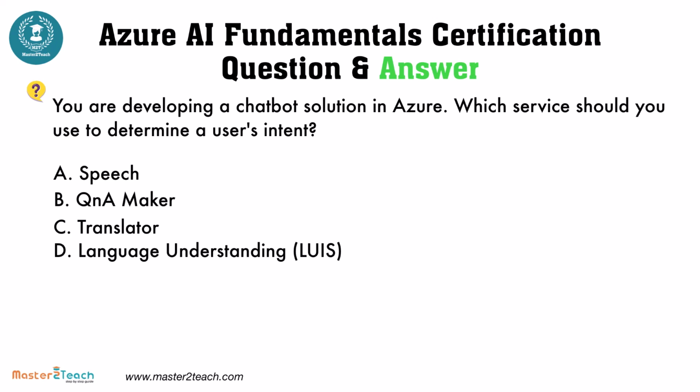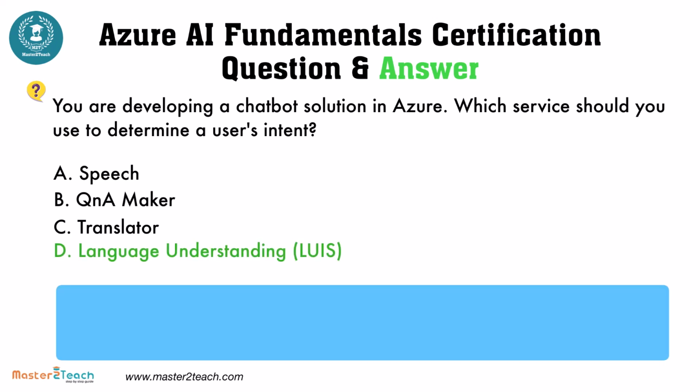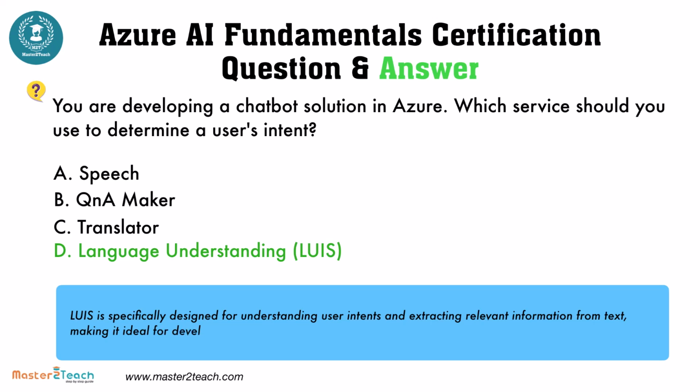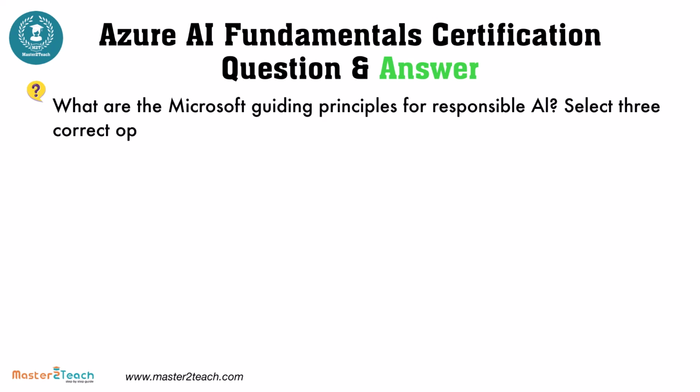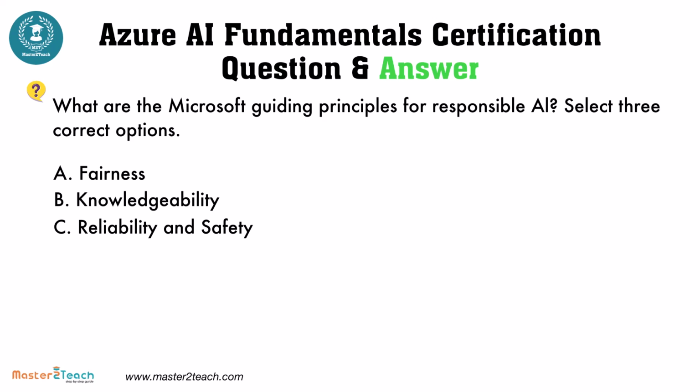The correct answer is Language Understanding (LUIS). LUIS is specifically designed for understanding user intents and extracting relevant information from text, making it ideal for developing conversational AI solutions. What are the Microsoft guiding principles for responsible AI? Select three correct options. The options are A. Fairness, B. Knowledgeability, C. Reliability and safety, D. Inclusiveness.